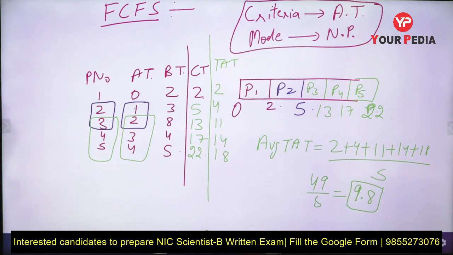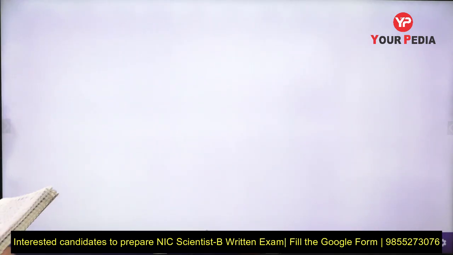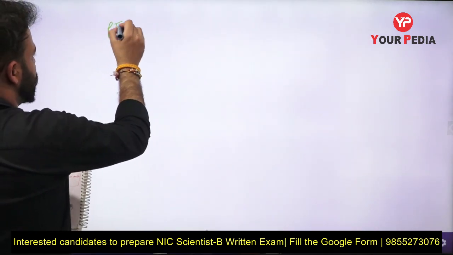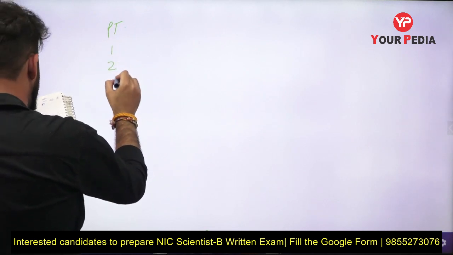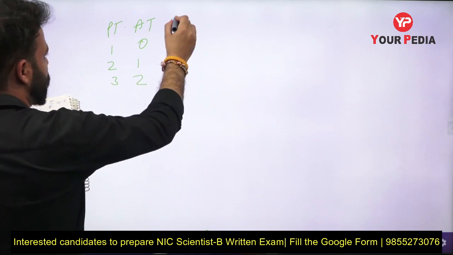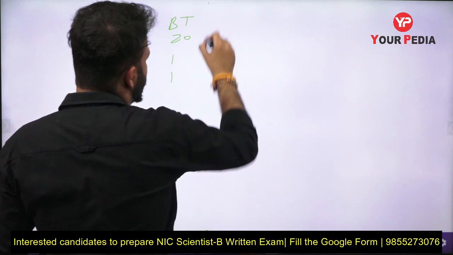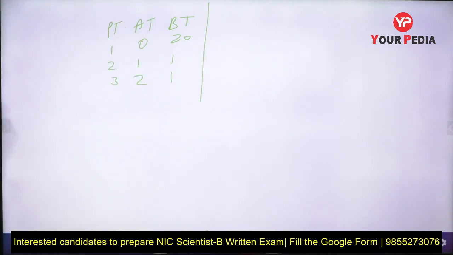Now let's see another question on this. Now the next question is, let's say that you have 3 jobs and the arrival times are 0, 1, 2, burst times are 21, 1, and you have to find the average waiting time for this.